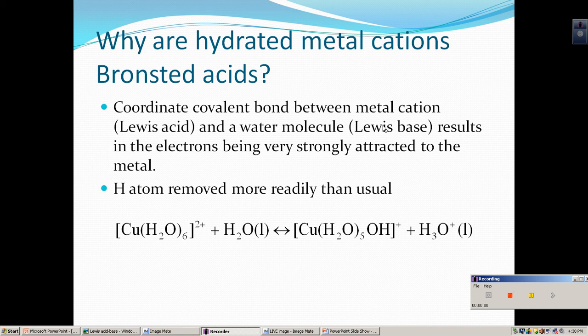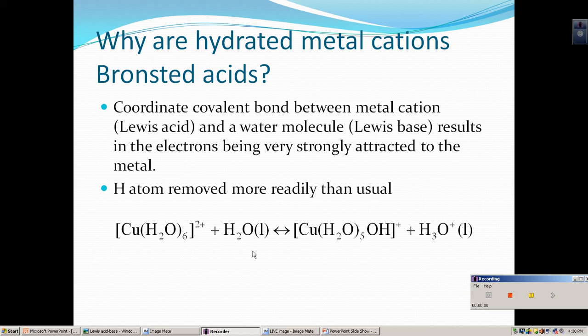Why are hydrated metal cations Bronsted acids? Well, if we go back to thinking about all those waters surrounding a metal, we have that picture. I'm going to find it here versus draw a new one. So bear with me as I dig through my stack of pictures. But anyways, you have this copper and he's surrounded by all these waters.